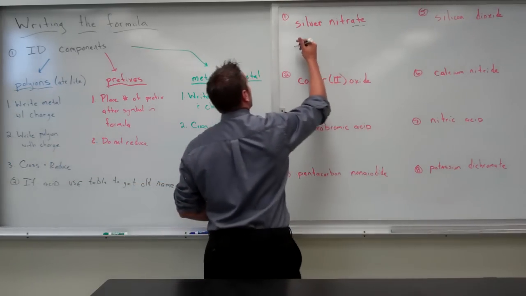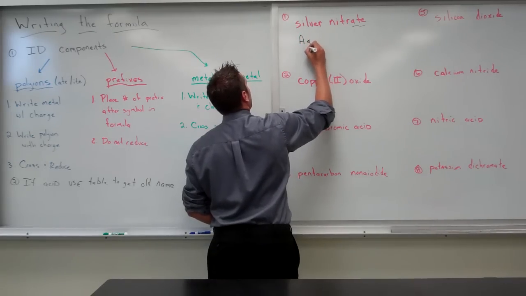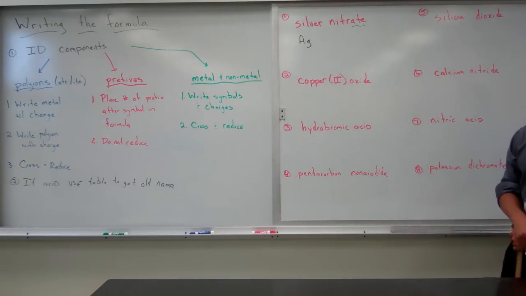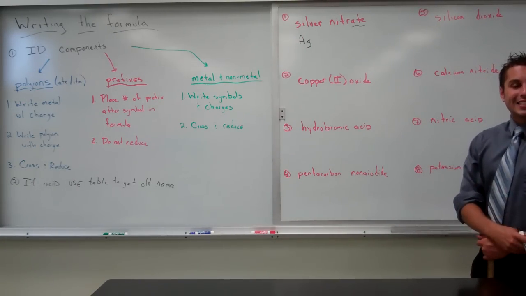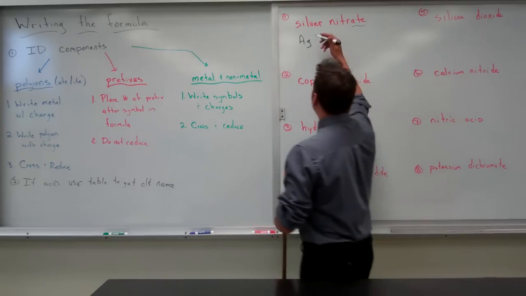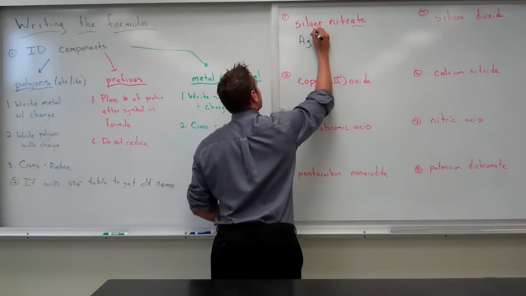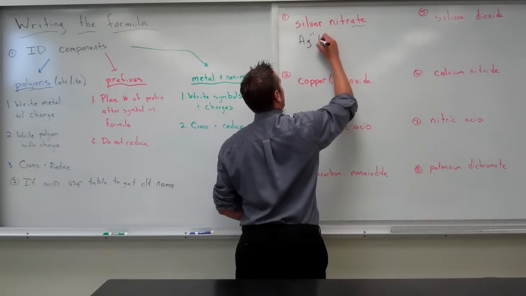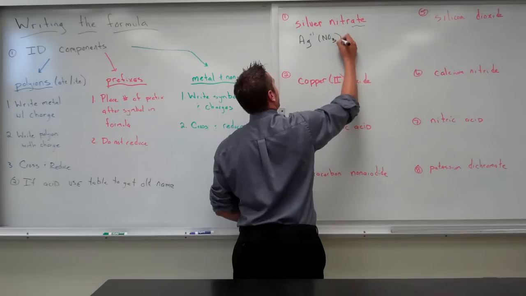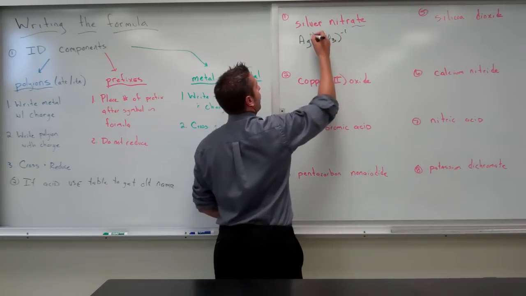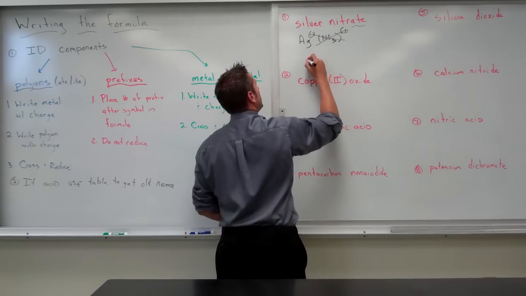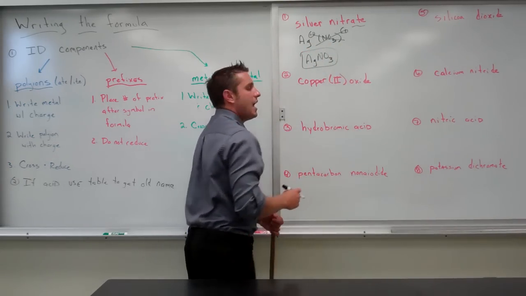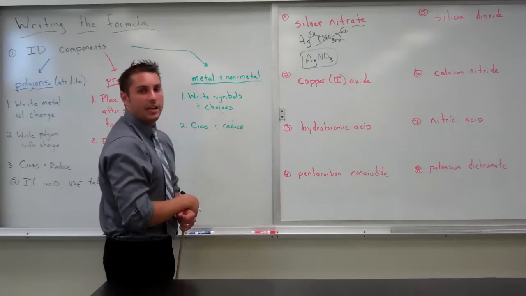Silver's symbol is Ag. It's a transition metal, so it should have a Roman numeral with it, but it is an exception to that rule. The reason being is we don't need a Roman numeral because silver is always +1. Nitrate is a polyion. It is NO3 -1. And then we cross and reduce. The 1's come down, and you end up with AgNO3. And we never put parentheses around the polyion if there is a 1 outside.